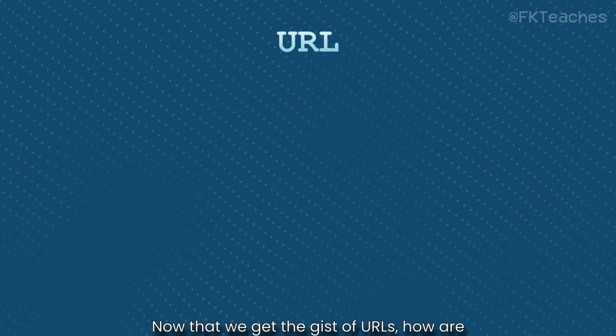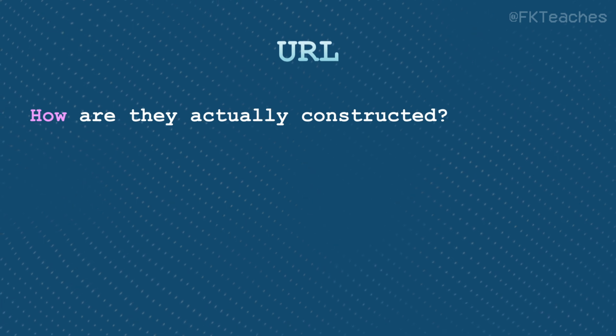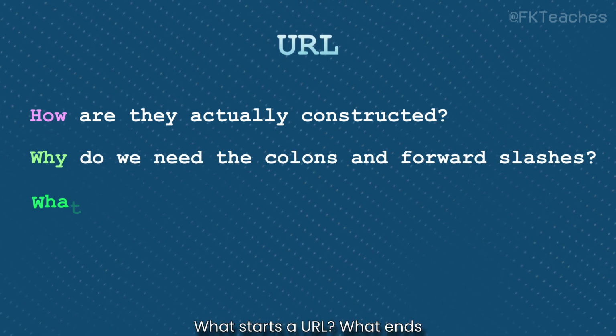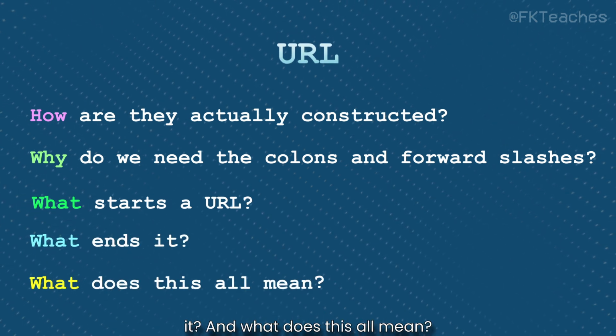Now that we get the gist of URLs, how are they actually constructed? Why do we need the colons and forward slashes? What starts a URL? What ends it? And what does this all mean?